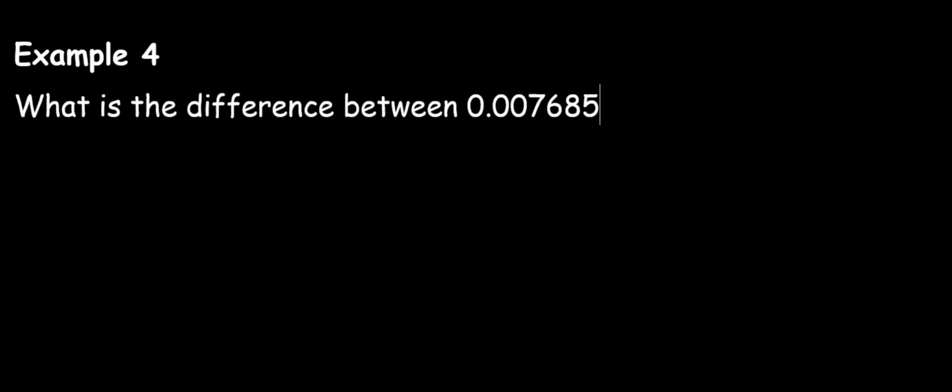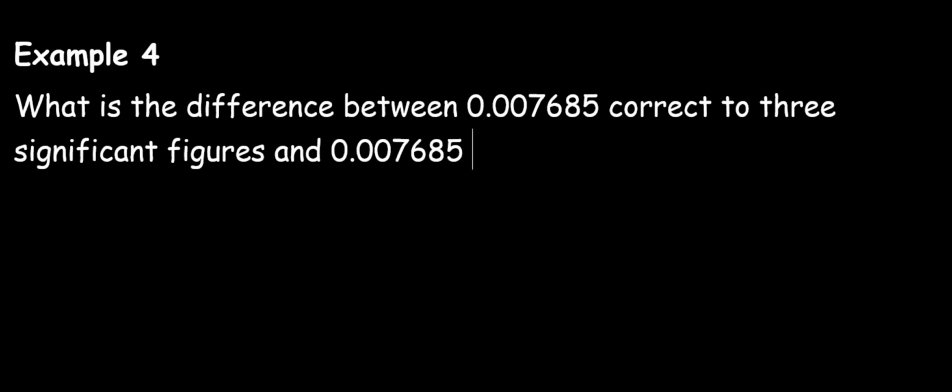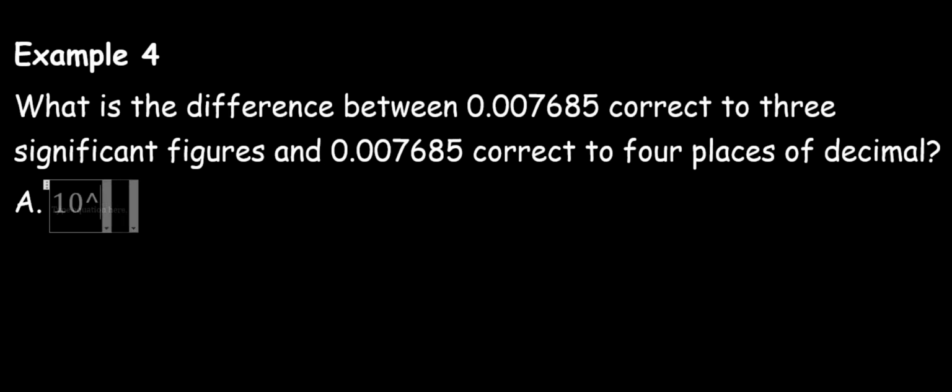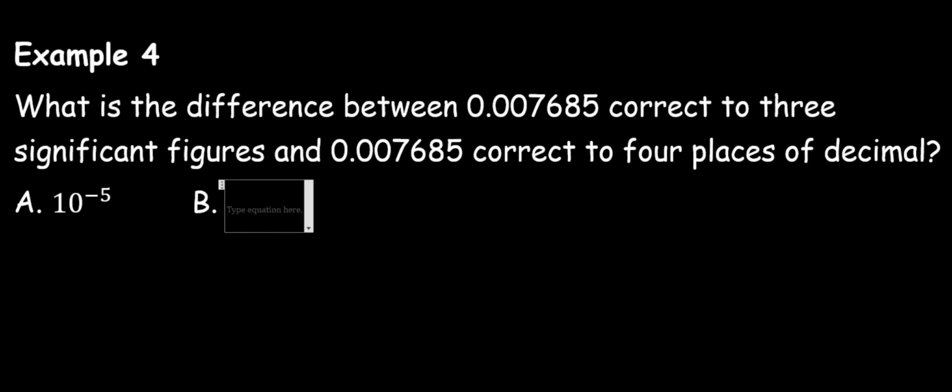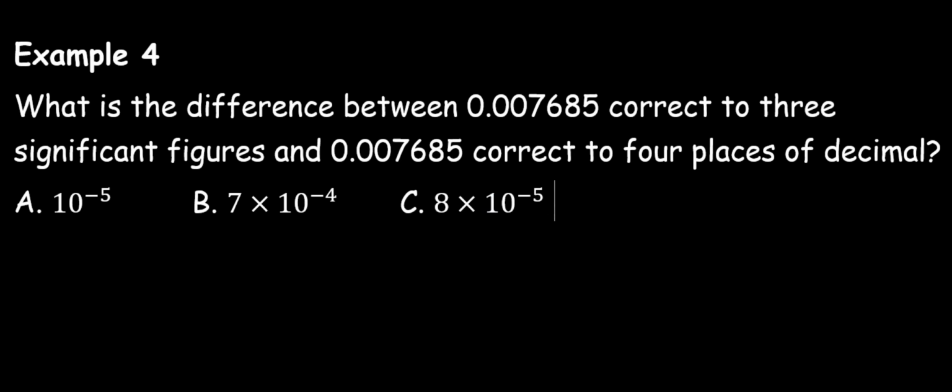Another example. What is the difference between 0.007685 correct to 3 significant figures and 0.007685 correct to 4 places of decimal? A, 10 raised to power minus 5. B, 7 times 10 raised to power minus 4. C, 8 times 10 raised to power minus 5. D, 10 raised to power minus 6.